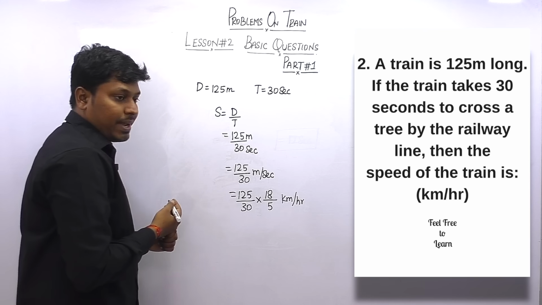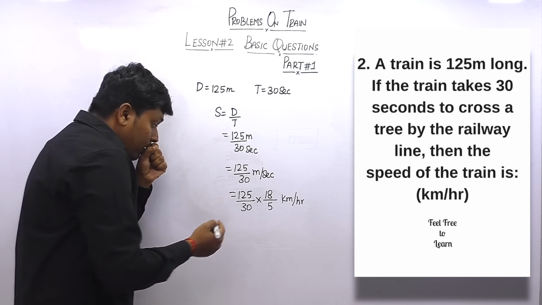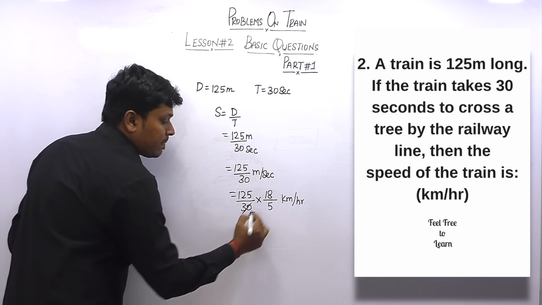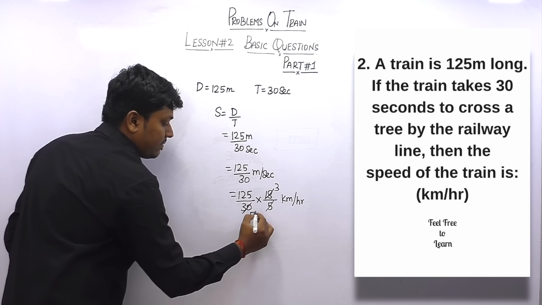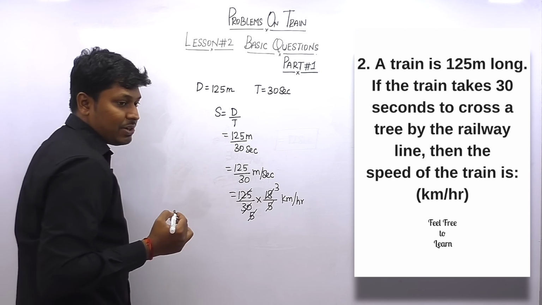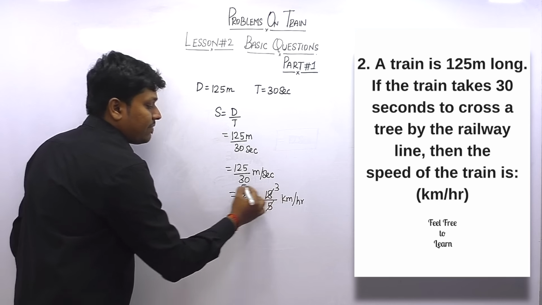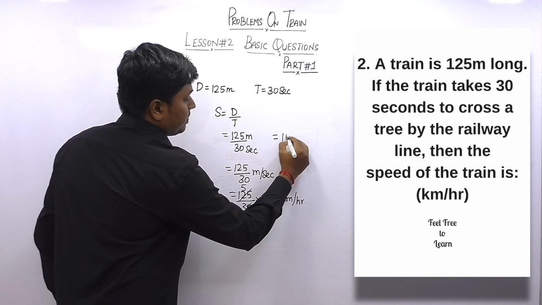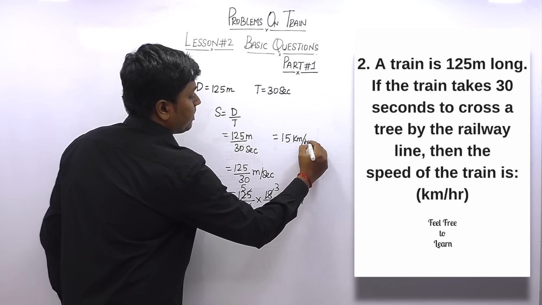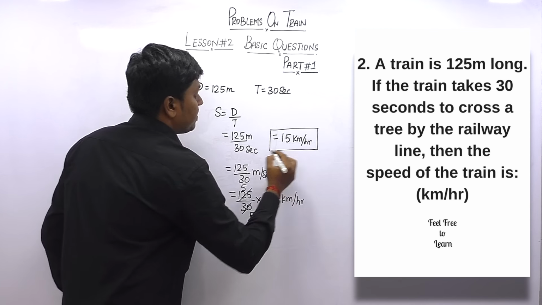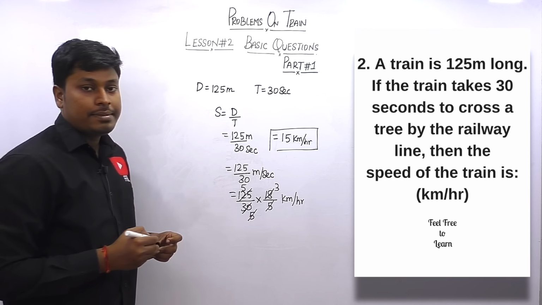So now our target is to cancel this. We can cancel this using the 6 tables. So 6 5s are 30 and 6 3s are 18. So 5 5s are 25. So 25 into 5 will be 125. So 5 into 3 will be 15. So 15 kilometer per hour. So finally we found the speed of the train is 15 kilometer per hour.